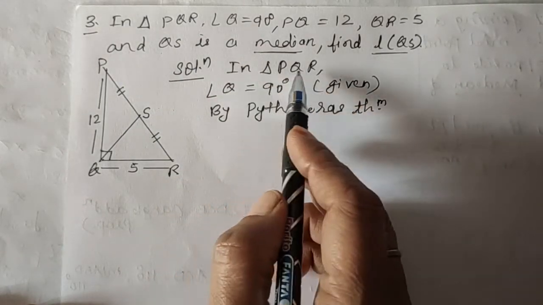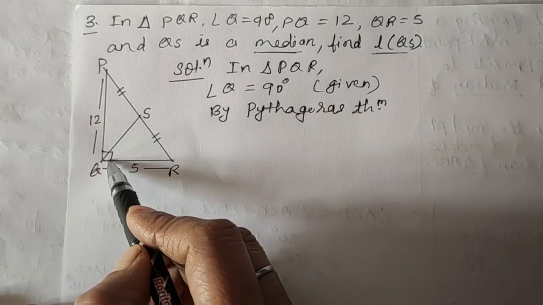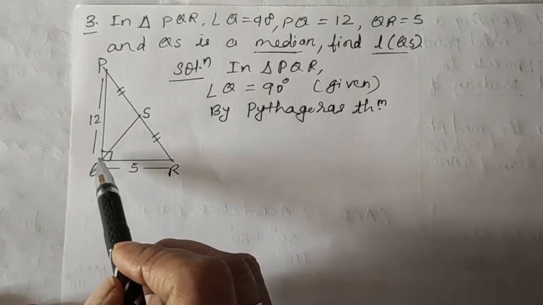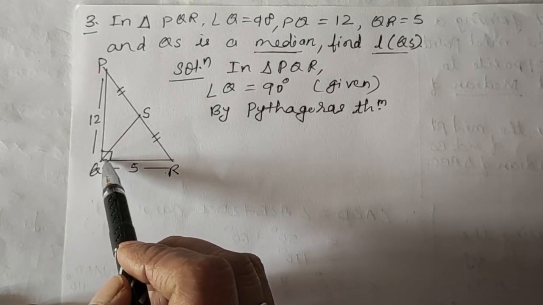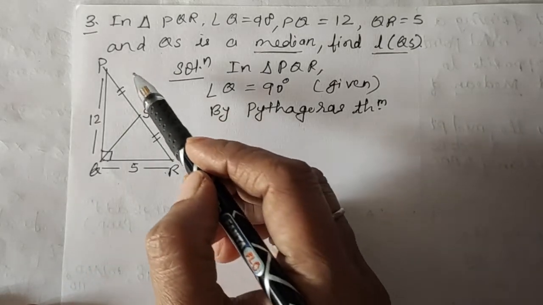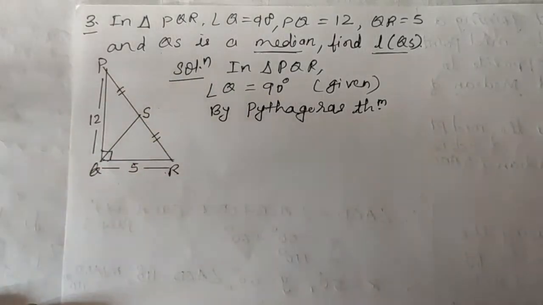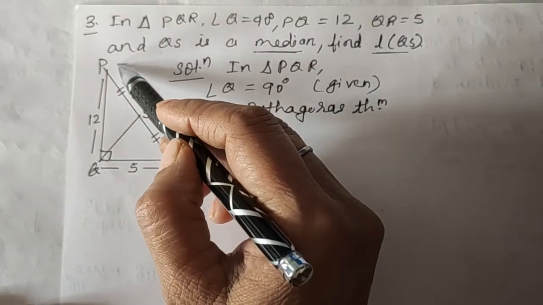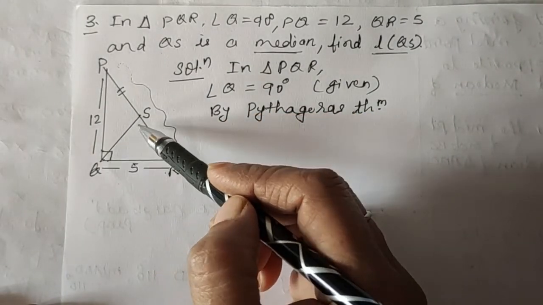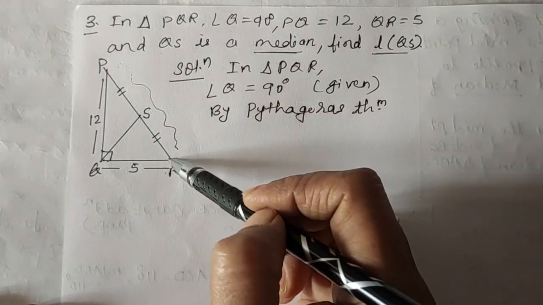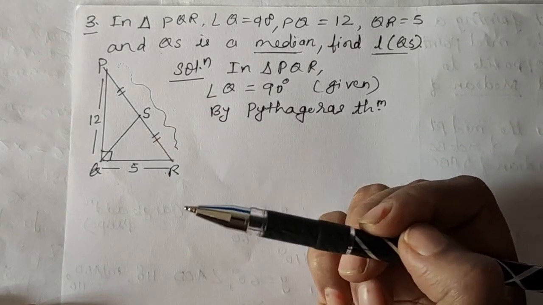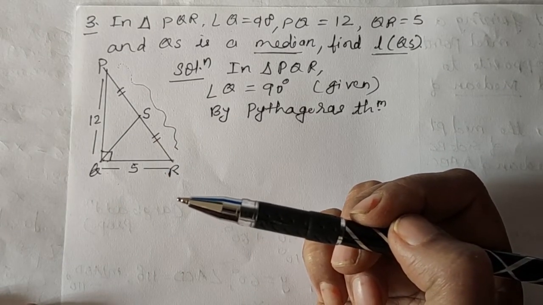Now let's start. In triangle PQR, angle Q is 90 degrees. This is given. As you can see, PQ and QR are given, and this is a right angle triangle, so we can use Pythagoras theorem. By using Pythagoras theorem, you will get the length PR. And as QS is the median drawn on the hypotenuse, once you have PR, you can easily find QS by using the important theorem which we have just now used in the second example also.